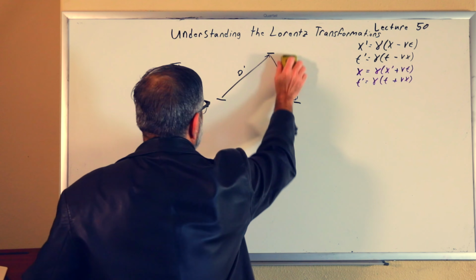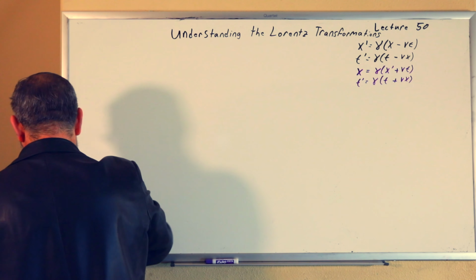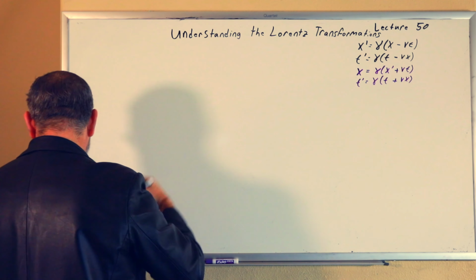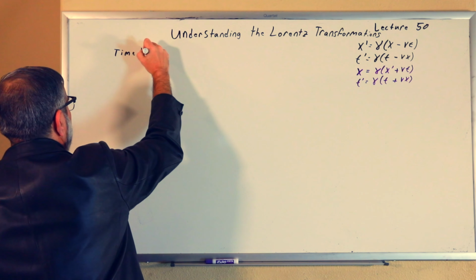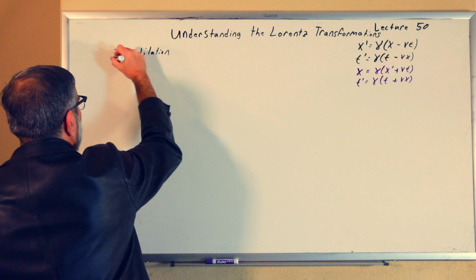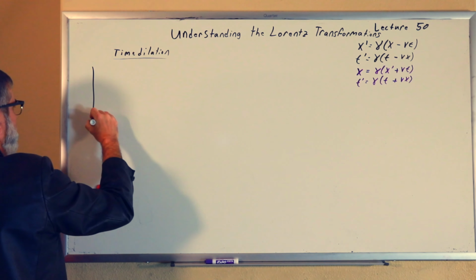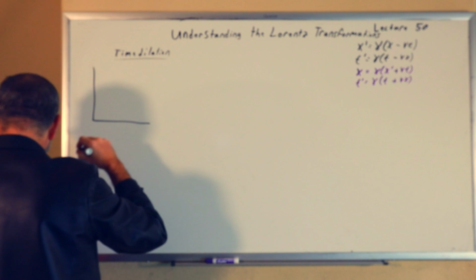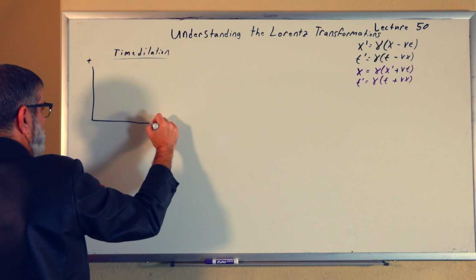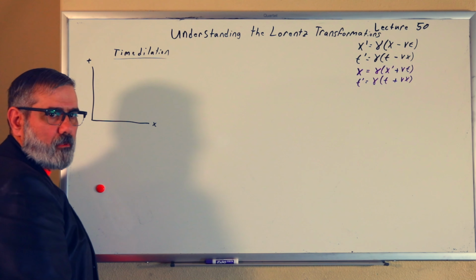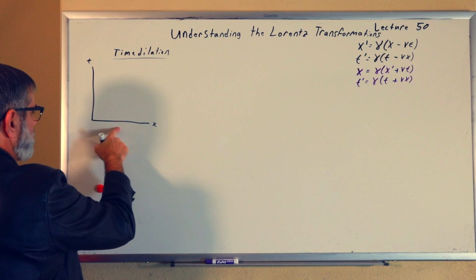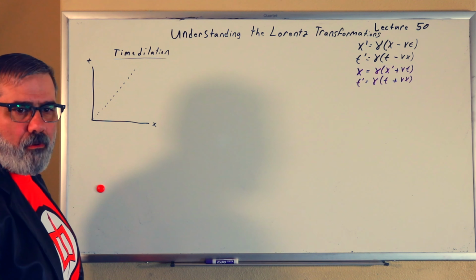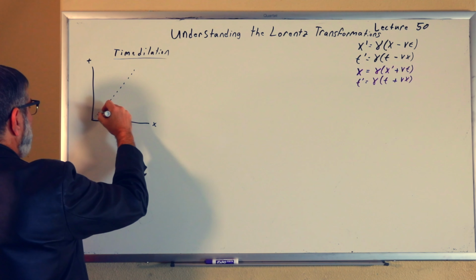So let's look at that from a Minkowski diagram or a space-time diagram and using the Lorentz transformations. So I'll write time dilation, and we'll draw a space-time diagram as usual. This is the t-axis and this is the x-axis. This would be for the platform or the stationary frame, the platform's frame of reference. And now we'll draw in a little dotted line at 45 degrees. That's a light ray coming from the origin at t equals 0, and that's just for reference.